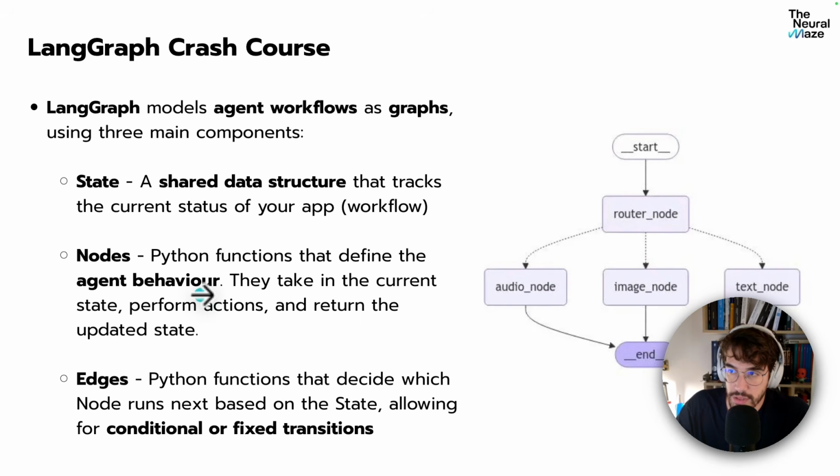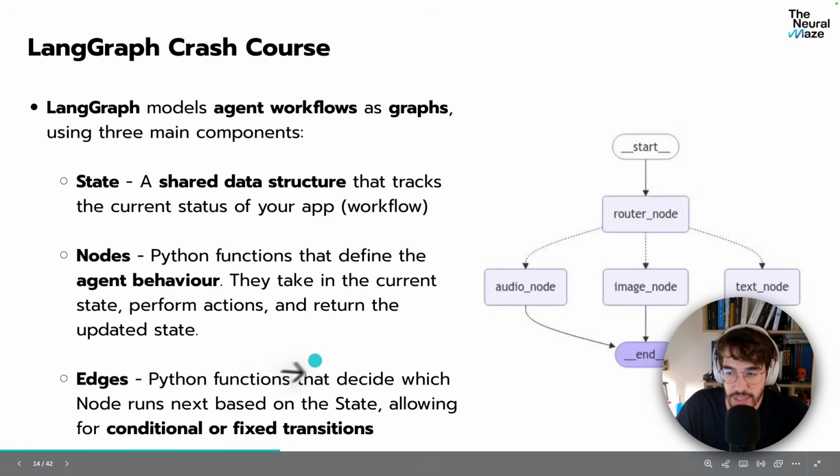Then we have the nodes. This is another entity, another of the three main components. Python functions that define the agent behavior. They take in the current state, perform some actions, and return the updated state. There's something here that I want to mention, and is that you don't need to have an LLM call inside each one of the nodes. Nodes could be a simple, plain Python function, like a deterministic, traditional Python function.